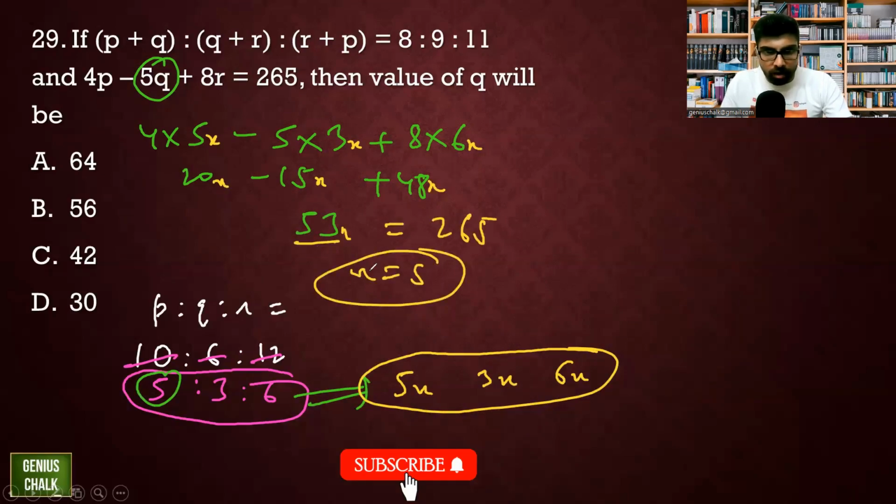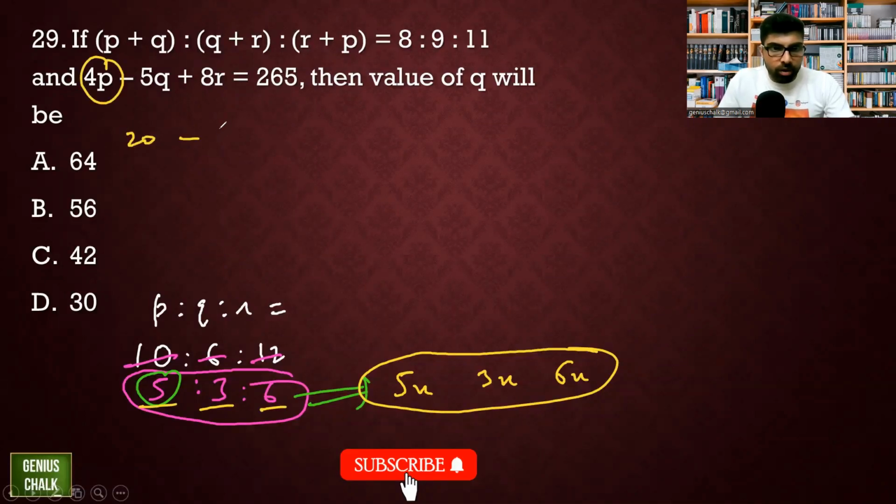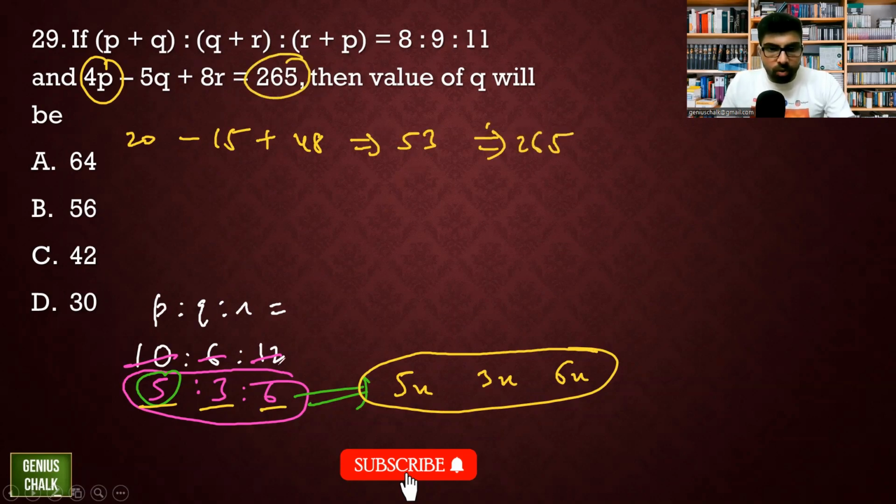53 5s are 265. This way I can solve, but I have understood like this, that okay, I have got the ratio 5 is to 3 is to 6. Now I know the units 5, 3, 6. So 4 into 5 is 20, 5 into 3 is 15, 8 into 6 is 48. This is totally coming out to be 53 units, which is actually equal to 265. Remember, we have to solve this without using any variables. So 53 units is equal to 265. So 1 unit is equal to 5.